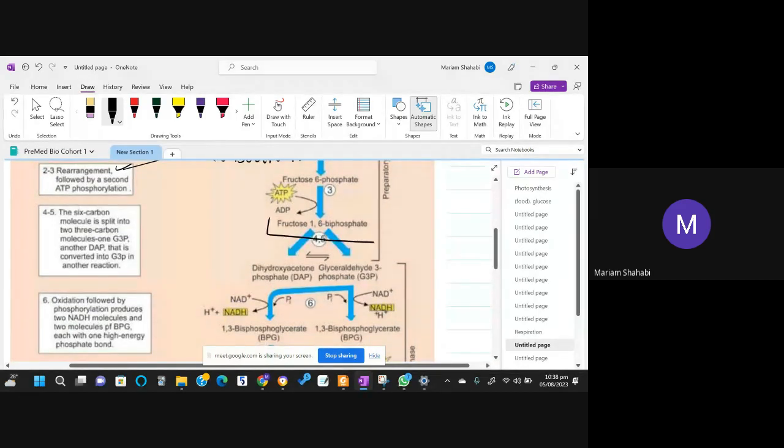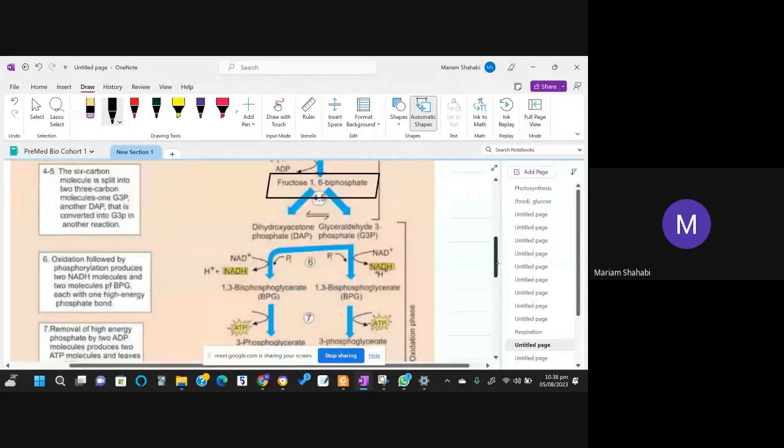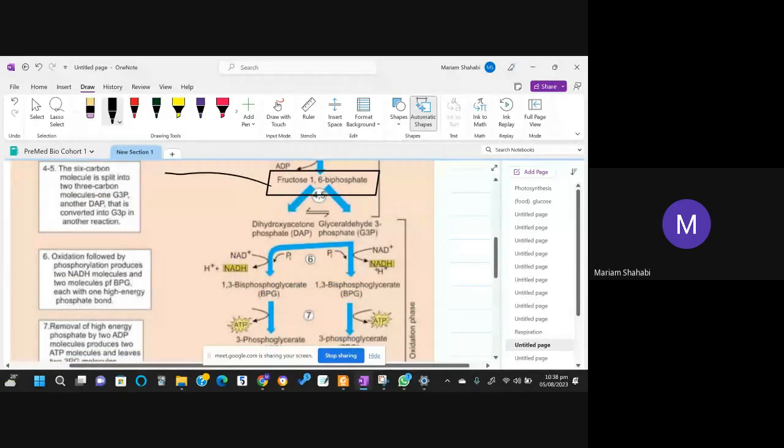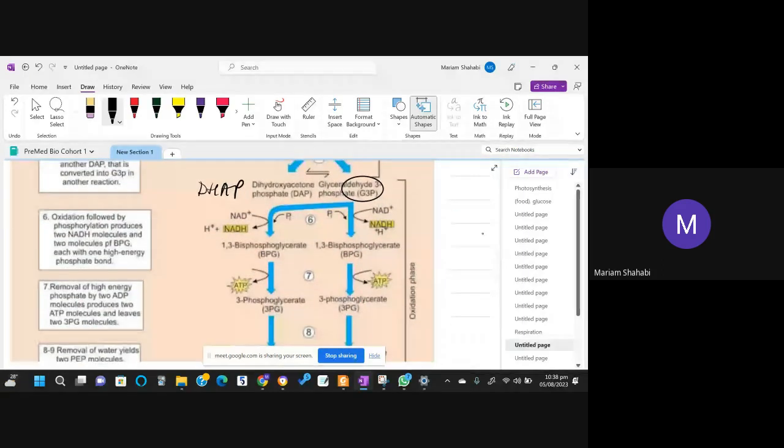Now here something interesting will happen. This 6-carbon compound is split into dihydroxyacetone phosphate and glyceraldehyde 3-phosphate. Now this is the same compound that was the end product of the Calvin cycle, but here it is not the end product, it is an intermediate. It will be converted further into bisphosphoglycerate. That means here the reverse of what was happening in the Calvin cycle is taking place. Glyceraldehyde 3-phosphate will now be oxidized or reduced.